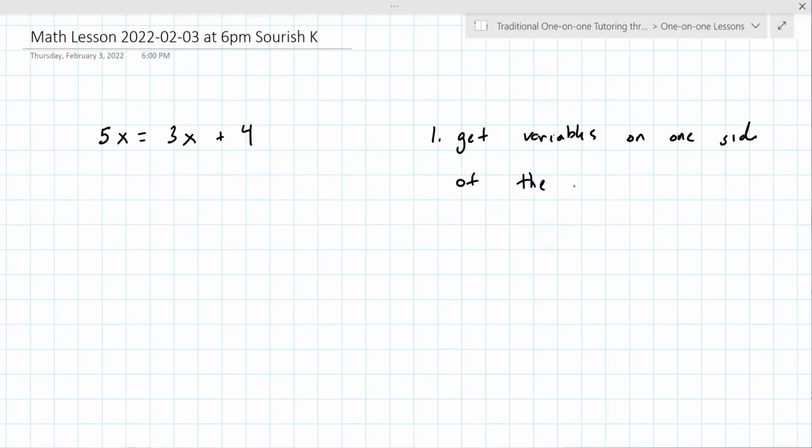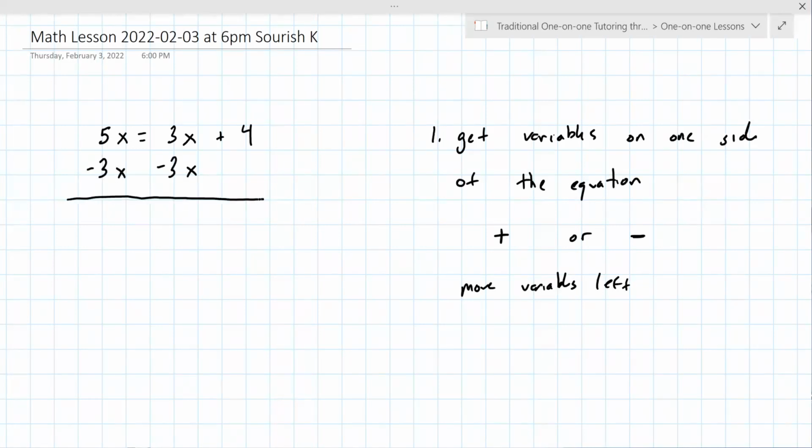Is it like dividing? We're going to divide at some point, but your typical first step is to add or subtract. Generally you move everything left, so you move variables left. In this case, you're going to subtract 3x from both sides of the equation. On the left side, what is 5x minus 3x? That is 2x equals, and then this 4 just comes down.